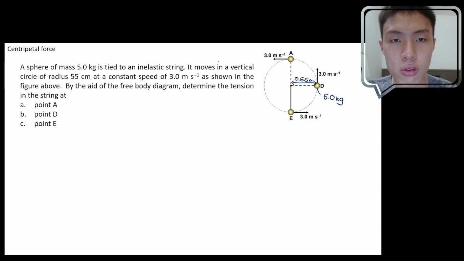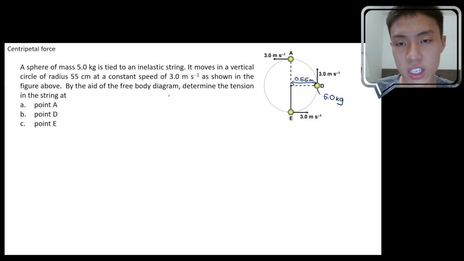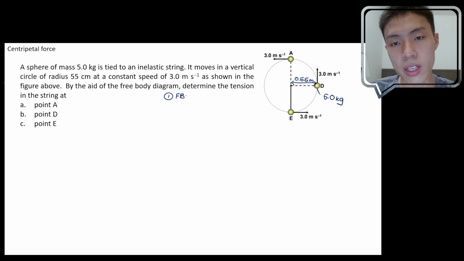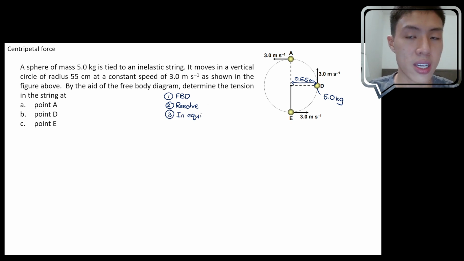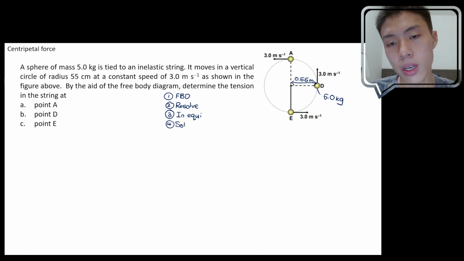We will still follow the same 4-step sequence that we discussed in chapter 3, Dynamics of Linear Motion. We start by sketching a free body diagram, followed by resolving the force. Then after we resolve the force, we check whether each axis is in equilibrium or not, to choose whether we use Newton's first law or Newton's second law to solve the problem. Then lastly, we proceed to solve the problem. So let's follow these 4 steps for each question. Let's start with question A, which is on point A.